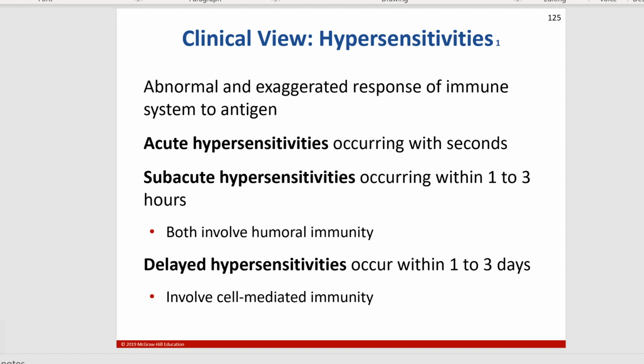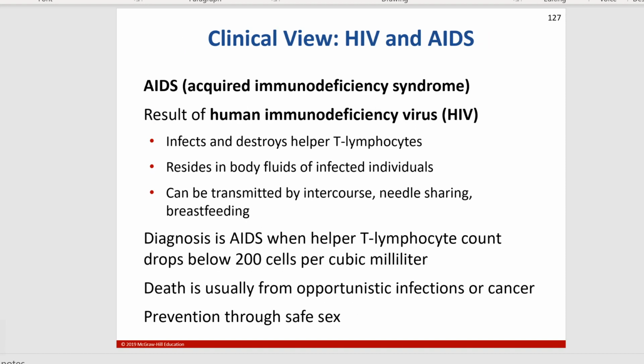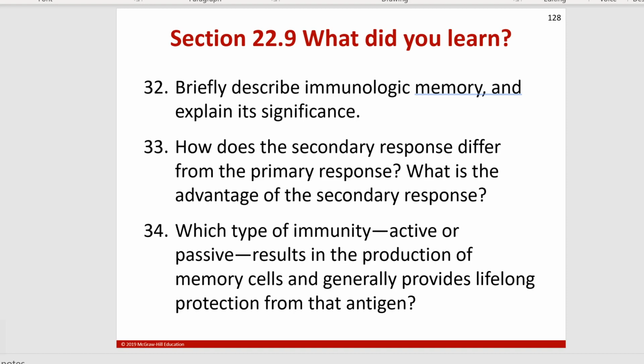And then we have what we call hypersensitivities, basically allergies. Allergies are things that are foreign, but they're not disease causing. Our body mistakes those for things it's supposed to launch an immune response against, so we get allergic to them. So there's acute hypersensitivity and allergy, and acquired immunodeficiency, AIDS.